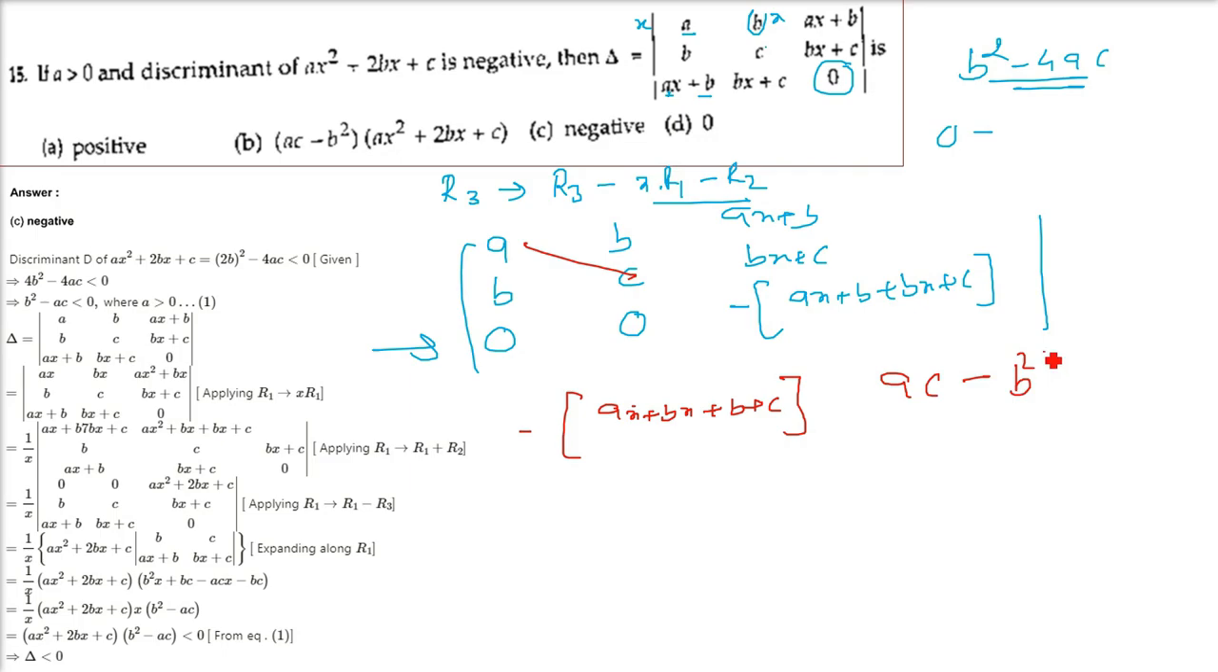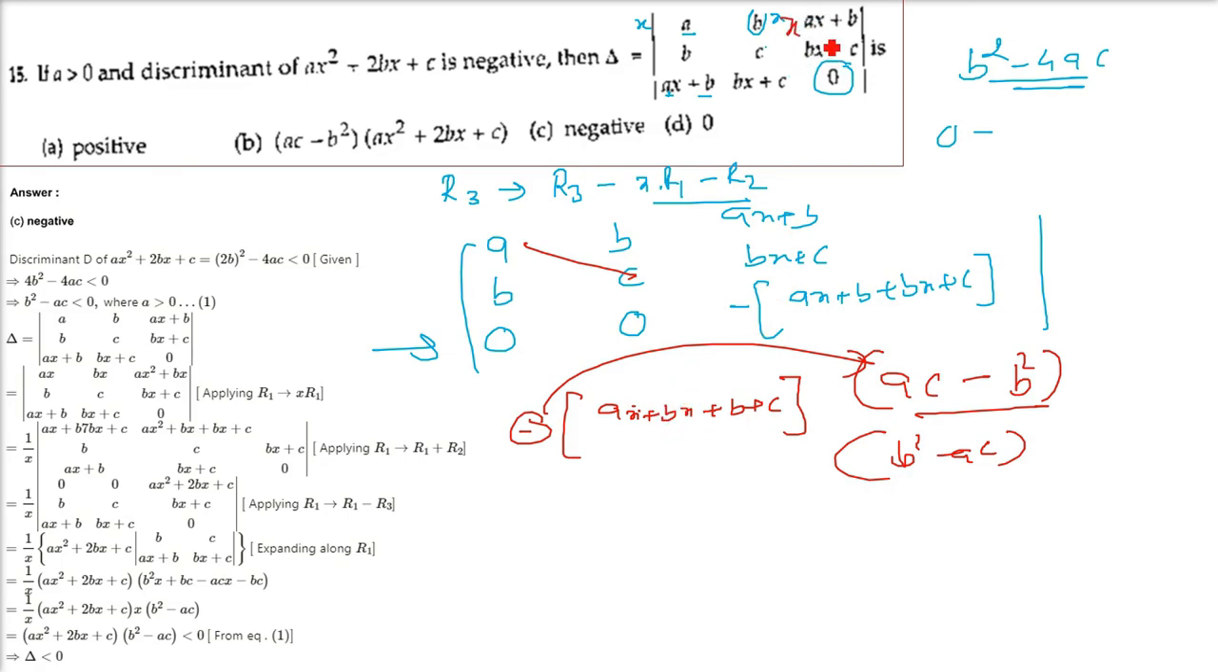Okay, I just told you b square minus ac is always less than 0. We have already seen that b square minus ac is less than 0, and since a is greater than 0, and we have a negative sign also, whatever happens, the result will always be negative. I hope you got the idea.